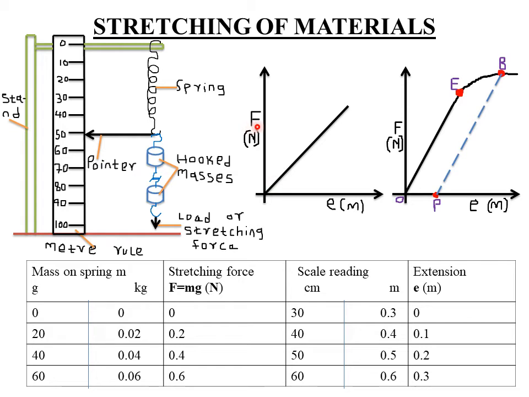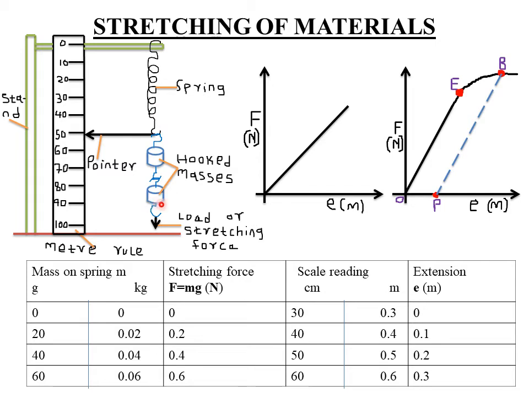So whenever you double the force, the extension will also be doubled. Whenever you halve the force, the extension will also be halved. But this is the case whereby the elastic limit is not exceeded. That is, when the masses added are such that they do not cause the spring to go into a state of permanent stretching.